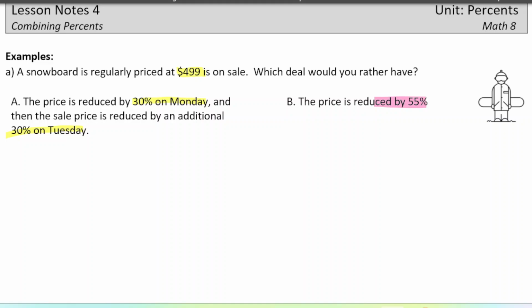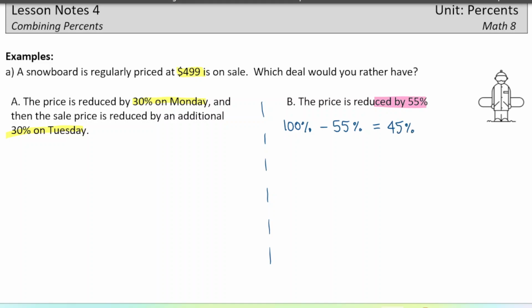It looks like option A might be better because 30 plus 30 is 60, which is a larger percentage than 55. But actually, we might see something different when we do the calculations, and I'll explain why that is. Okay, so let's look at option B first, just because it's simpler. So we're going to start by paying 100% of the price, but then it's going to be reduced by 55%. So we talked about this in lesson 3. And so we'll end up paying 45% of the price.